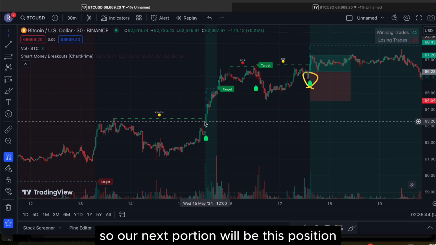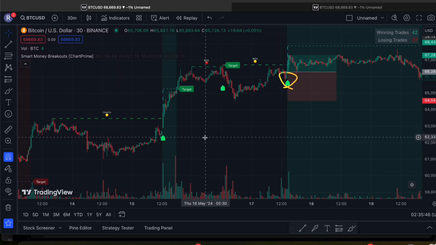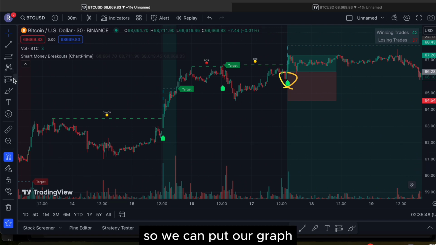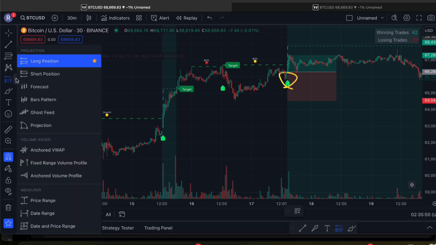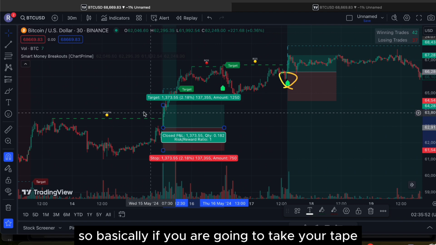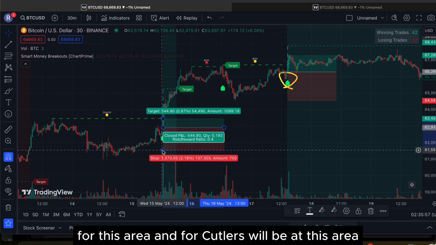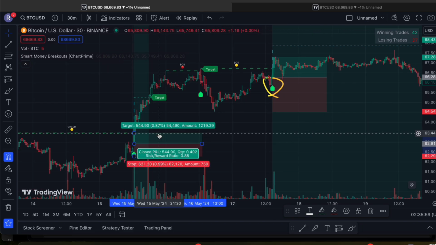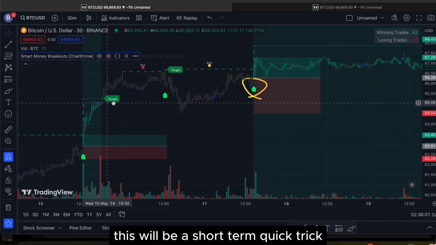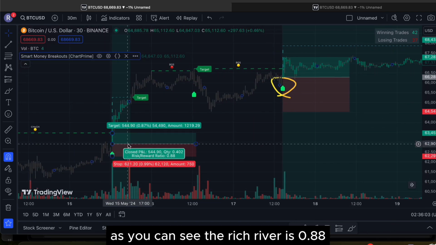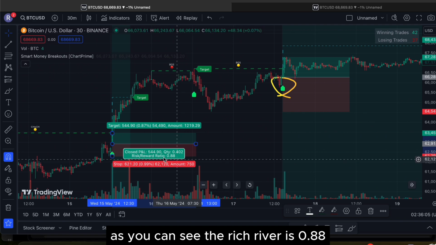Our next position will be this position. So we can plot our graph. If we are going to take it, we will take this area, and our cut loss will be at this area. This will be a short-term quick trade. As you can see, the risk reward ratio is 0.88.